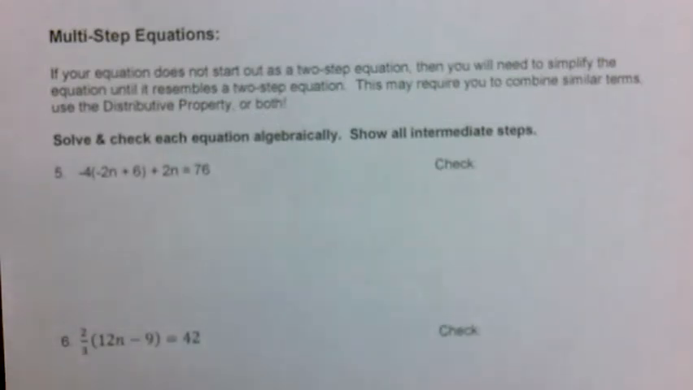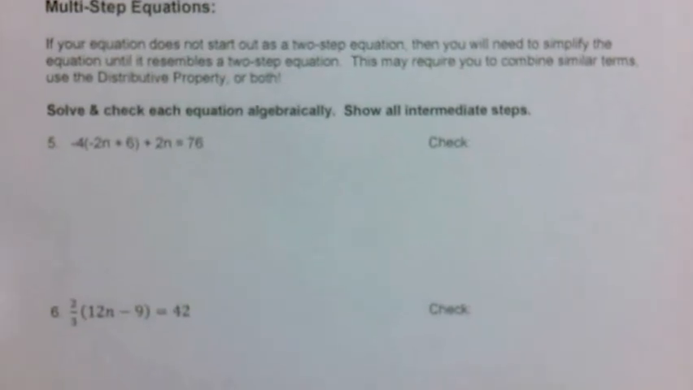Now that we've had a good review with two-step equations, let's look at equations where there are multiple steps involved to isolate the variable. If your equation does not start out as a two-step equation, then you're going to need to simplify the equation until it resembles a two-step equation. This may require you to combine similar terms, use the distributive property, or possibly both. So again, we're going to solve and check our equations algebraically.